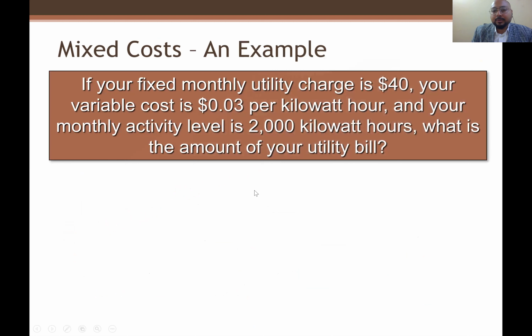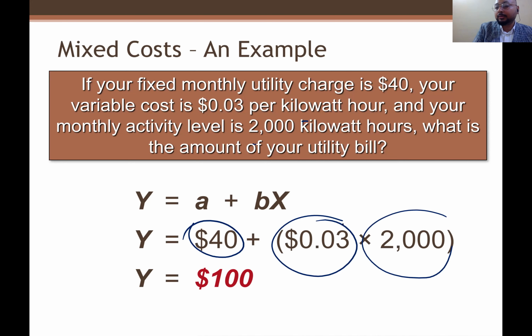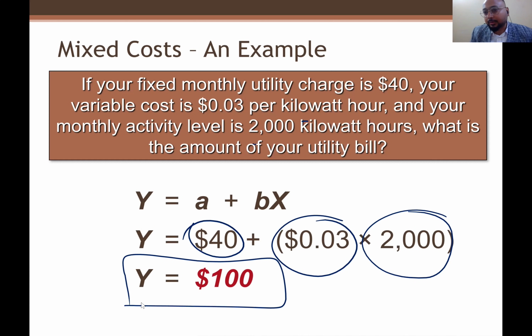So, an example of mixed cost: if you have a fixed monthly utility charge of 40, your variable cost is 0.3 per kilowatt hour, and your monthly activity is 200 kilowatt hours. So what is your utility bill? Simple. Your fixed monthly charge is 40, 0.3 is the variable cost, and 200 is your activity level. You add it up and find out this is your mixed cost, $100.